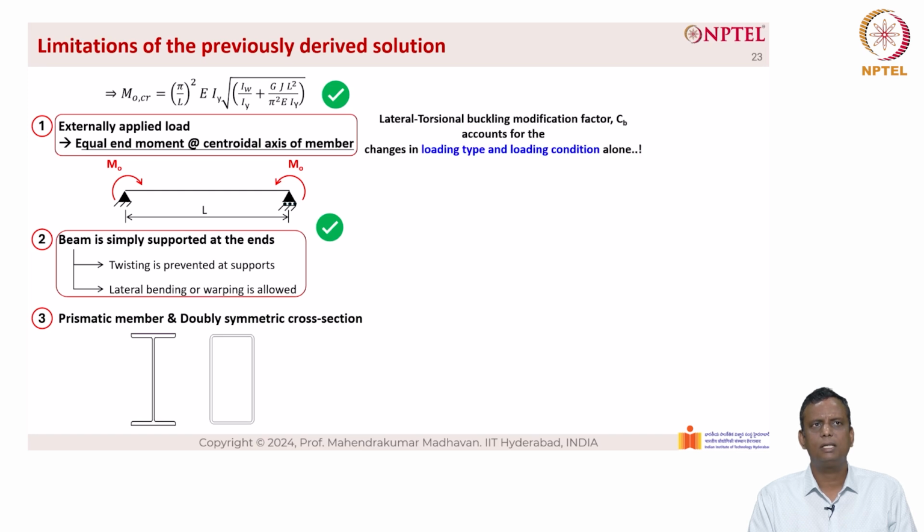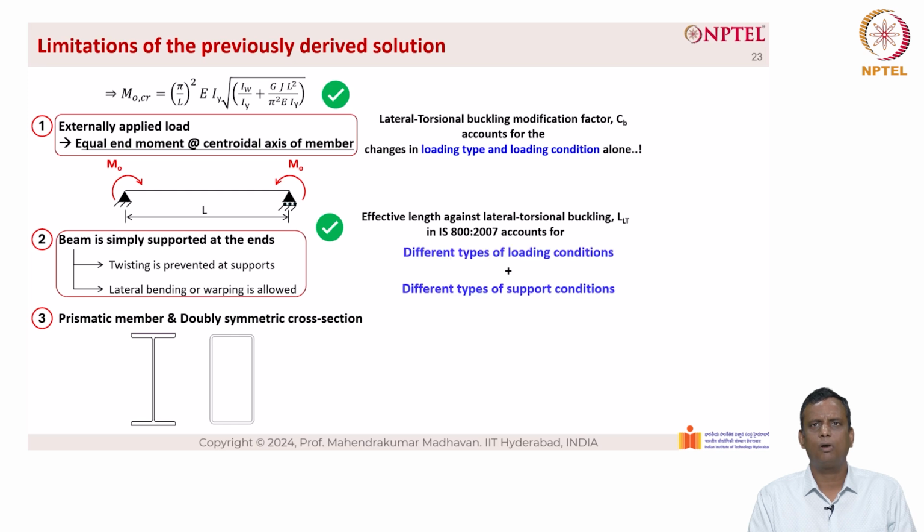The first one is that equal end moment is applied at the central axis of the member. This is handled by the lateral torsional buckling modification factor C sub B, which accounts for the changes in loading type and loading conditions alone. The next one is that the effective length against lateral torsional buckling L sub LT in IS 800 accounts for both different types of loading conditions plus different types of support conditions.